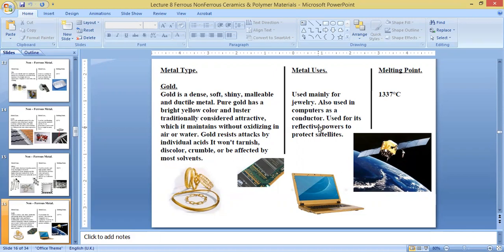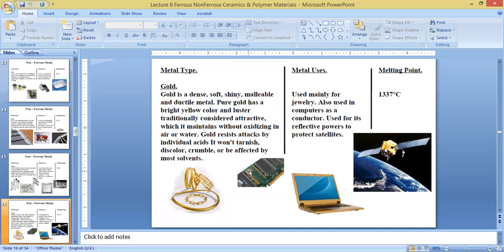It's used mainly for jewelry, also used in computers as a conductor. So you find it on the motherboard. Those small tiny components are actually made out of pure gold. The electrical conductivity of gold is even higher than copper, that's why it's used as a conductor in computers.